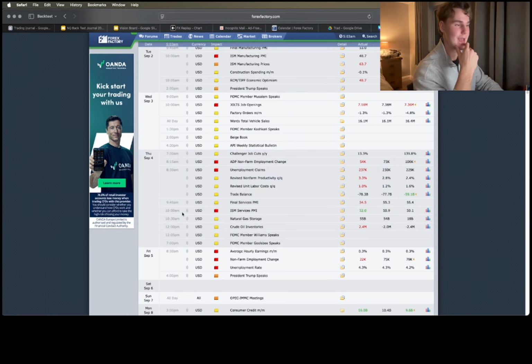It's a 10 a.m. news driver. Yes, it is 9:45, but 10 a.m. as well. Now, what did I say? 10 a.m. usually likes to chop around just before 10 a.m., manipulate 10 a.m., then distribute to the draw on liquidity. Now, just got to be careful of that happening. So let's just see what we are going to do.